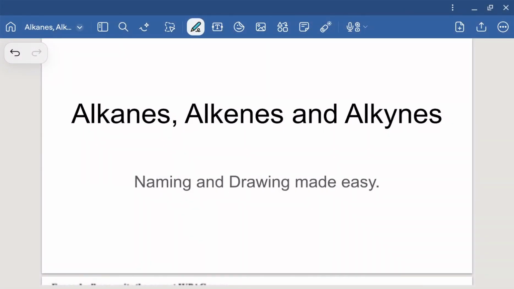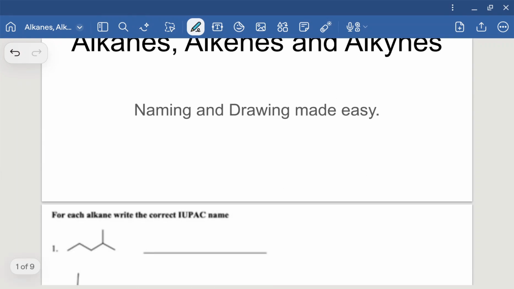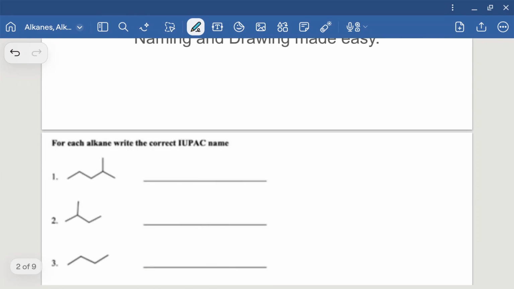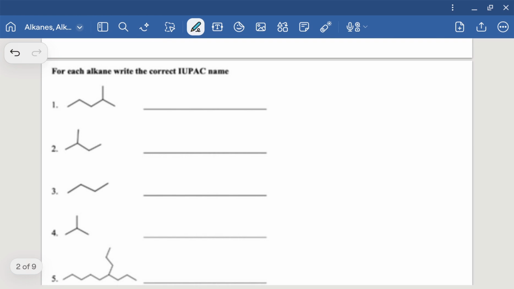So if you're in chemistry and taking organic, the first thing you're looking at is alkanes, alkenes, and alkynes. So I'm just going over a lesson to name and draw them. We're looking at all line diagrams here. If you're uncomfortable with line diagrams, we can also go through that.